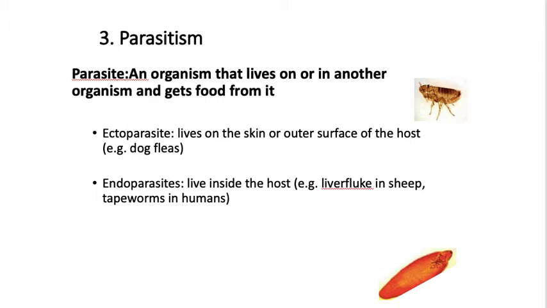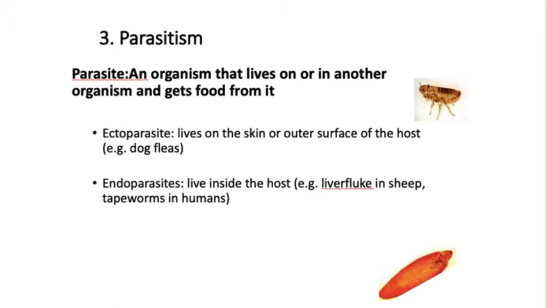Now, so we've covered so far our competition and our predator-prey relationship. The next factor that we're going to look at that affects population size is parasitism. A parasite, I'm sure you have a general understanding of the word parasite, is an organism that lives on or in another organism and gets food from it. There are two types, either an ecto or an endoparasite, and we've come across those prefixes a few times in our biology course so far.